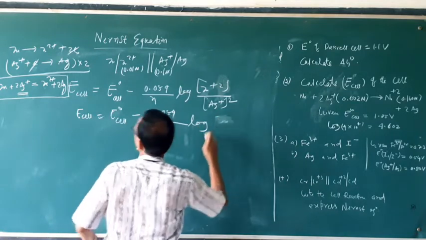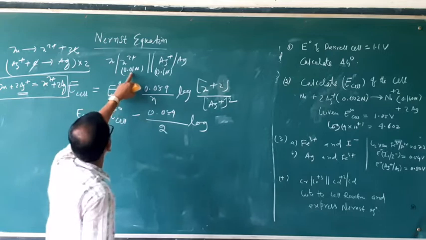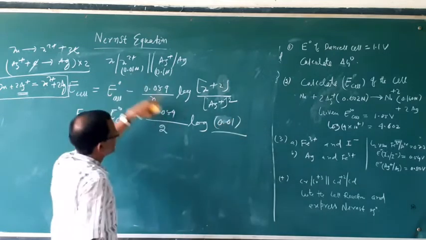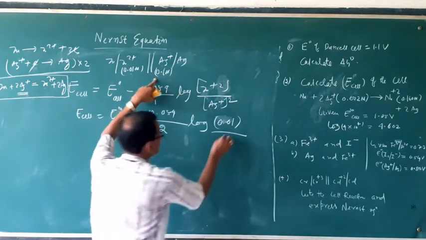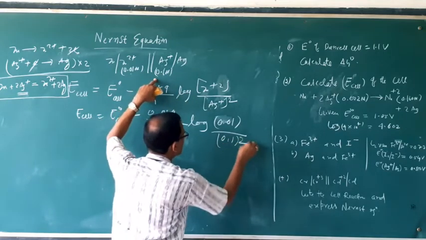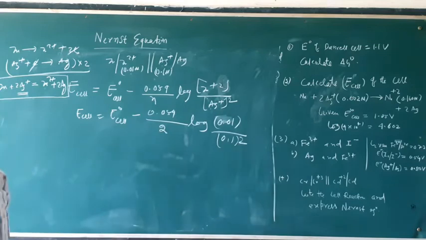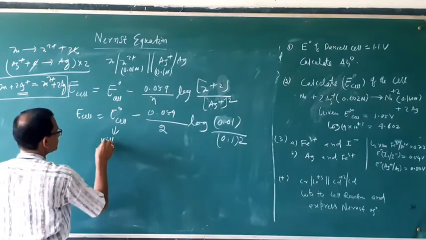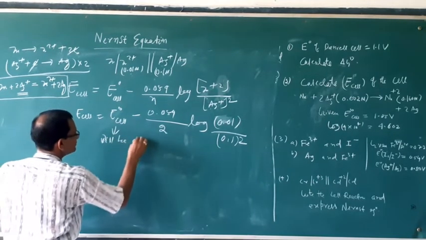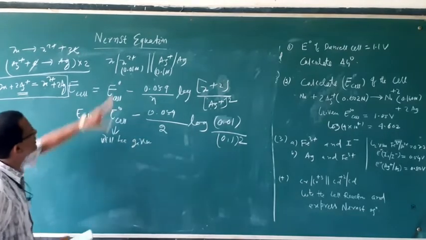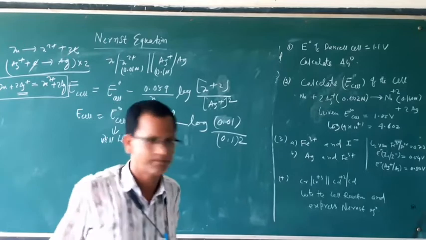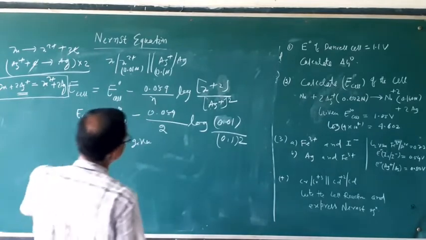Zn2+ concentration, how much? The Zn2+ concentration as per the question is 0.01, upon the concentration of Ag+ as per the question, 0.1 squared. So you will put the value and you will get the answer. E cell will be calculated, and E naught cell will be given, either individual half cells or final E naught cell, depending upon the question. So you will solve like this.